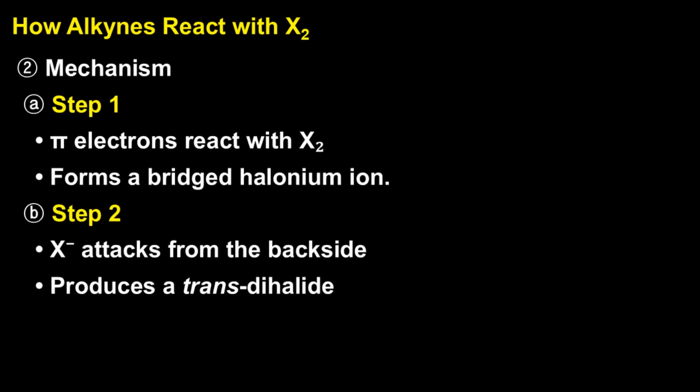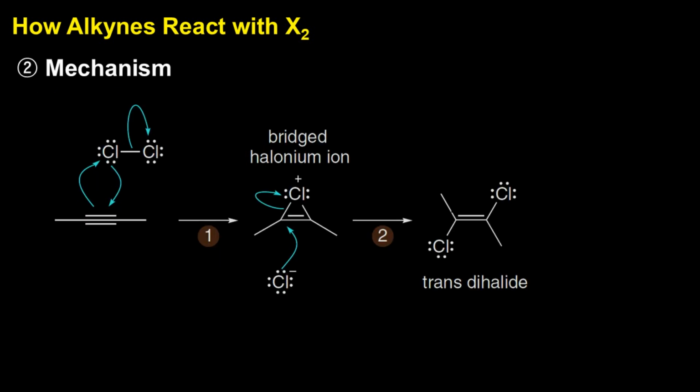Let's walk through the mechanism of halogenation and break it down step by step. In step 1, the pi electrons from the alkyne attack the halogen molecule, let's say Cl2, and that forms a bridged halonium ion. Then in step 2, a chloride ion, Cl-, comes in from the opposite side. That backside attack opens up the ring and gives us a trans-dihalide as the product. Alright, now let's zoom in and see exactly how the electrons move in this step.